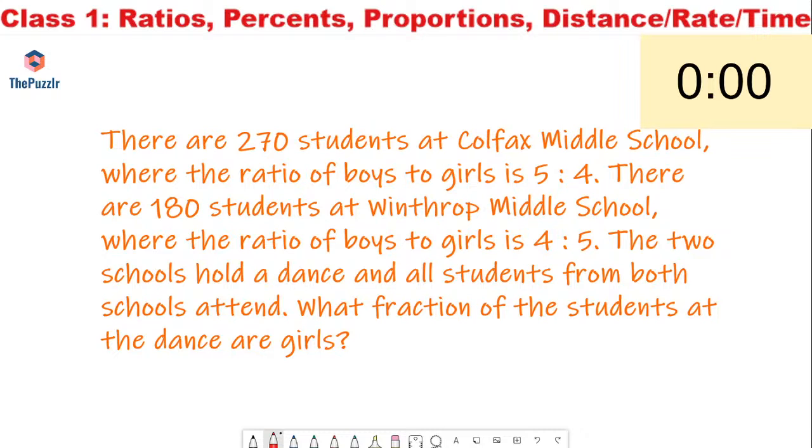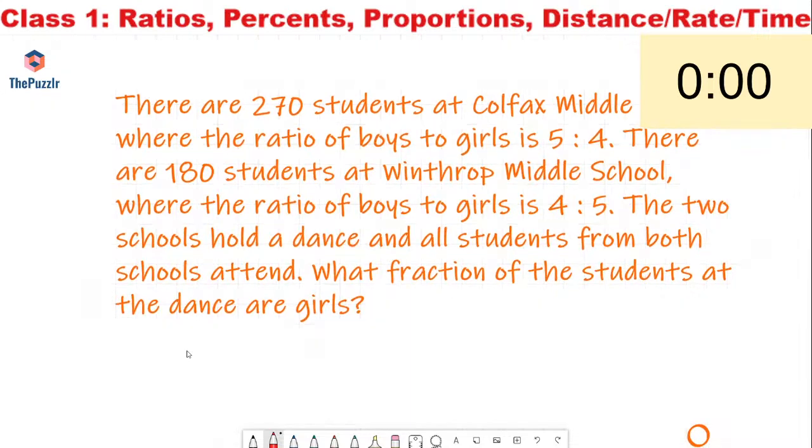Okay, let's see how we would solve this problem. What we do here is we look at the number of boys at Colfax Middle School and the number of girls at Colfax Middle School. And we do the same thing for Winthrop Middle School, and then we combine our numbers. The number of boys, how many students are there in total, right?